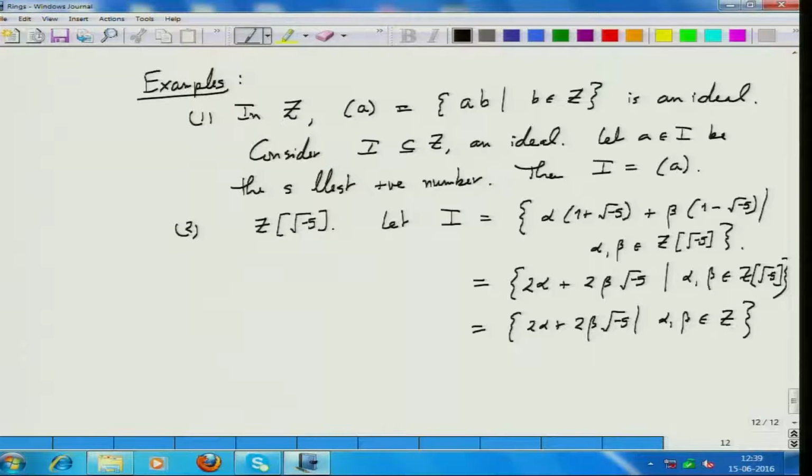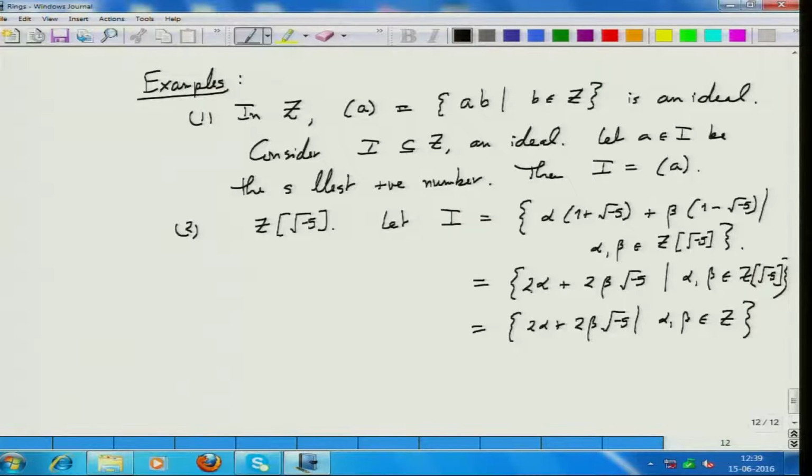But it follows pretty simply by the fact that no matter what alpha, beta are in Z square root of minus 5, you substitute that in here, multiply it out, collect the coefficient of square root of minus 5 on one side, and the integral part on the other side. Both these numbers would be even.